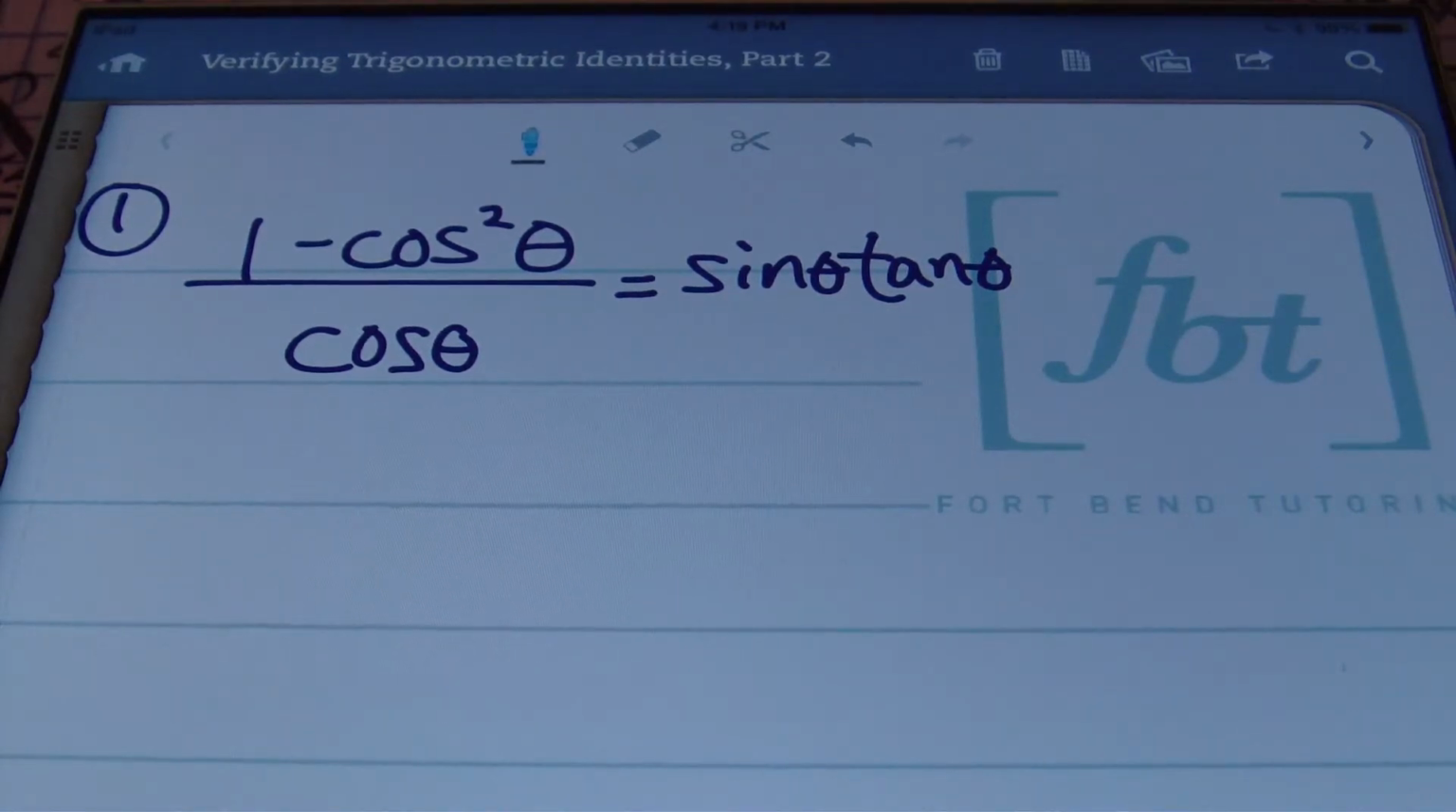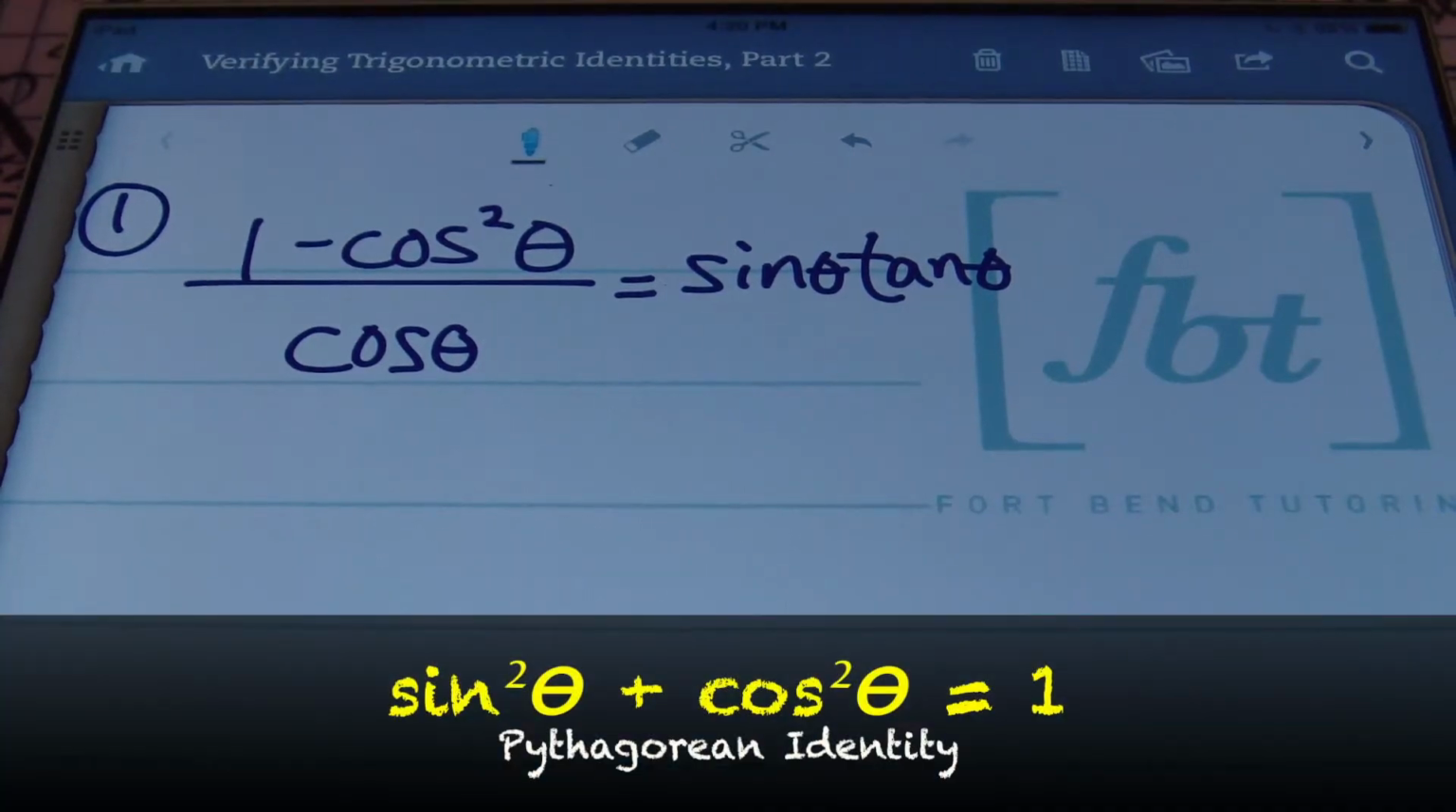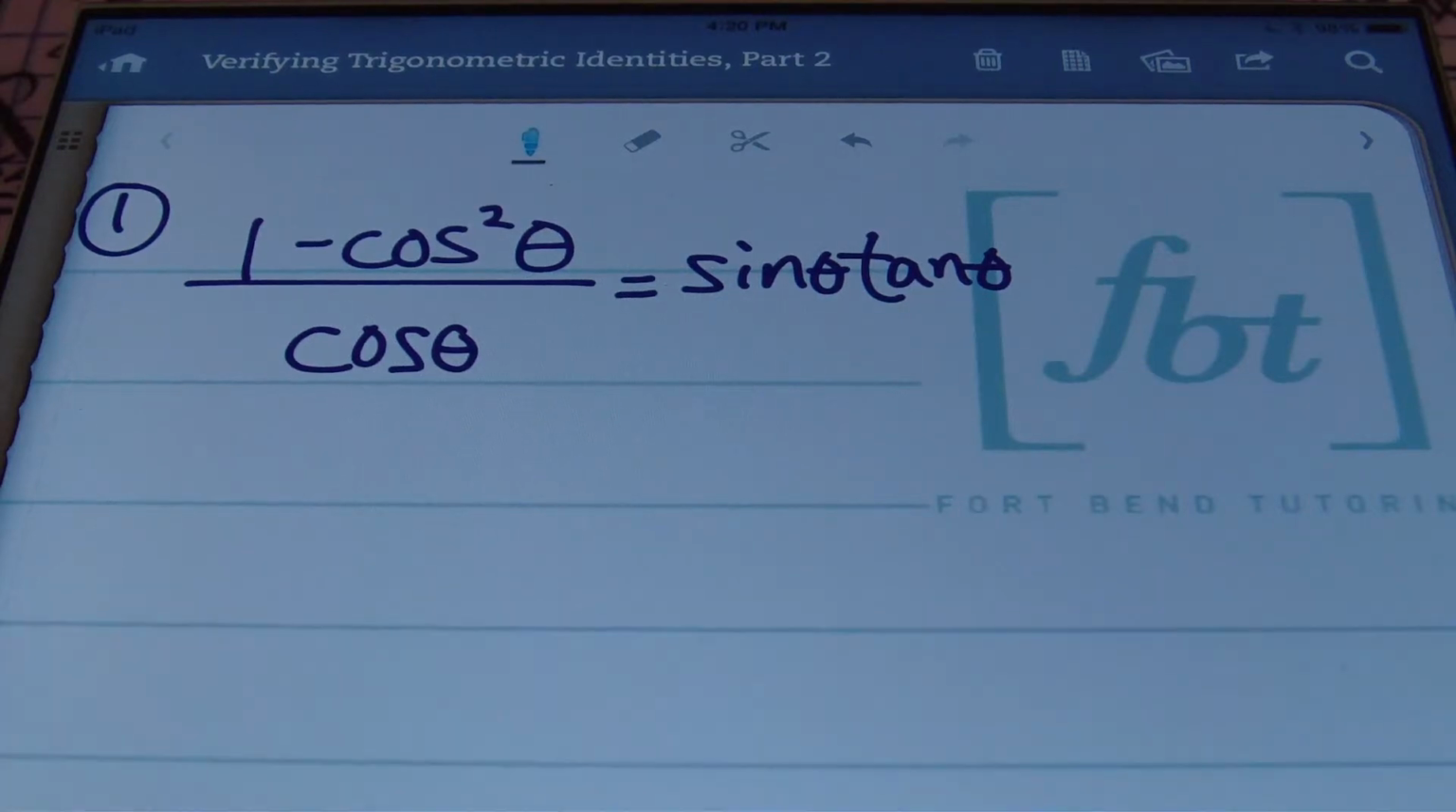So in number 1 we have 1 minus cosine squared theta divided by cosine theta equals sine theta tan theta. So normally, ladies and gentlemen, you're going to attempt to either change everything into cosine and sine functions, or see if you can identify a trigonometric identity property that will give us a clue as to how we should tackle the problem. Well, in the numerator, I see that we have 1 minus cosine squared theta. Well, that's just your Pythagorean identity that's been rewritten. That means that this 1 minus cosine squared theta can be substituted with sine squared theta.